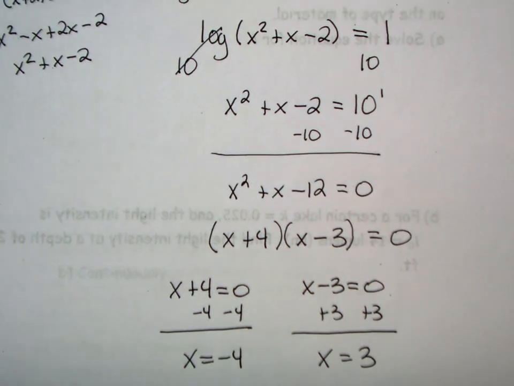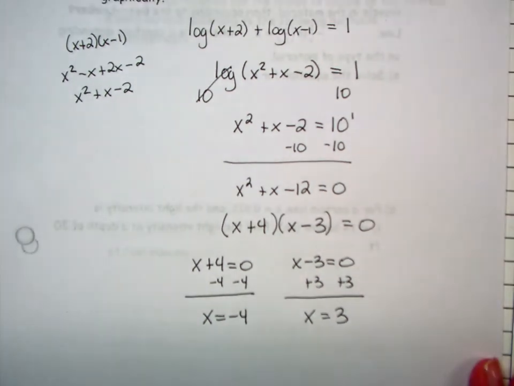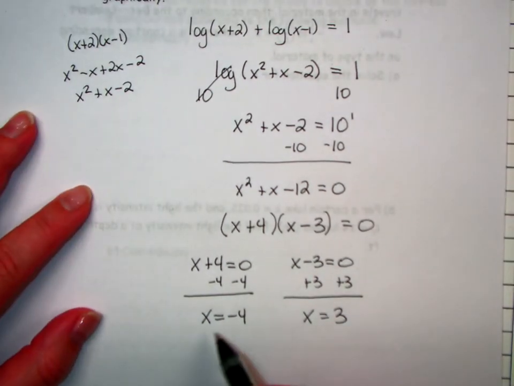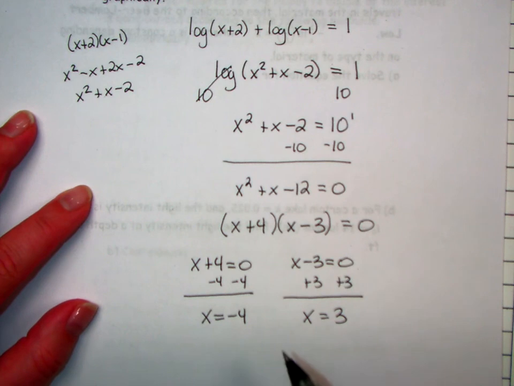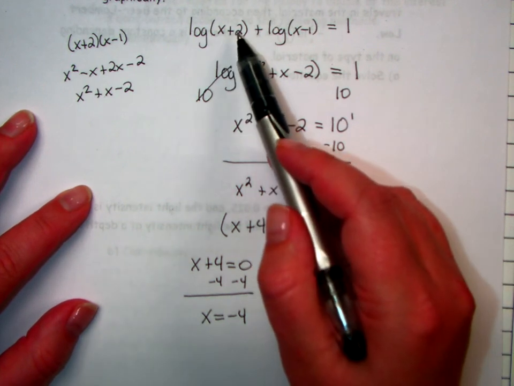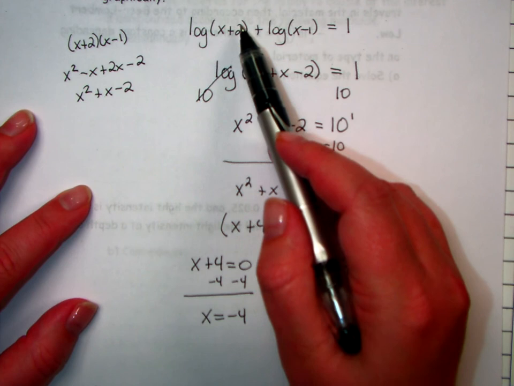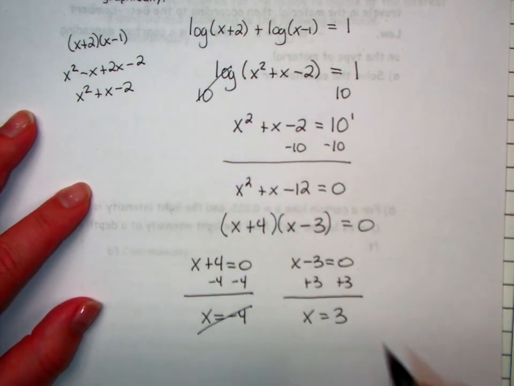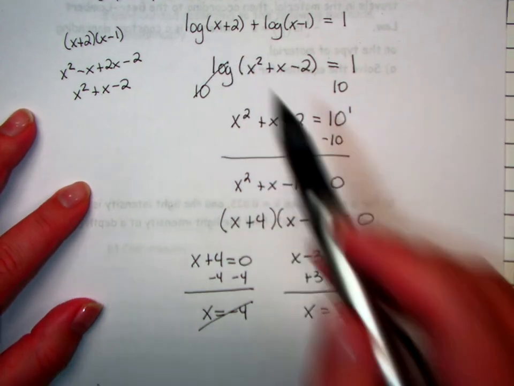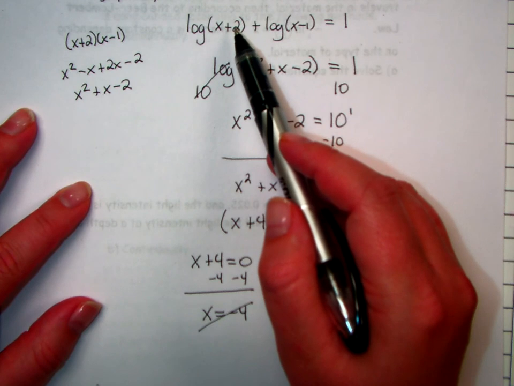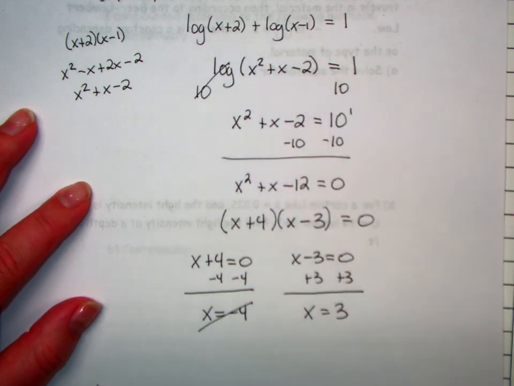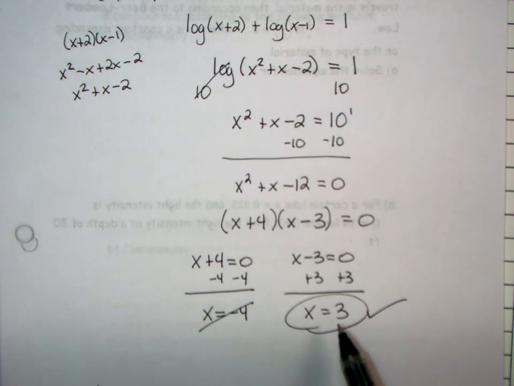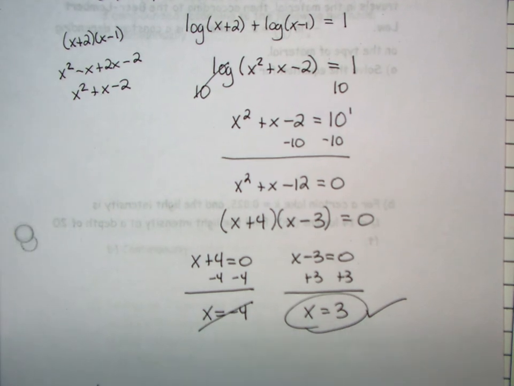Okay, but we want to check these. Make sure you're doing that check. So if I plug negative 4 into the original equation, which is here, negative 4 plus 2 is negative 2. That makes this argument negative. So this cannot be a solution. We need to throw this answer out. It can't make anything negative. So then let's check 3. If I plug 3 into the argument, 3 plus 2 is 5, which is positive. 3 minus 1 is 2, which is positive. And so this is the only one that checks. So even though we had two solutions initially, only 3 worked.